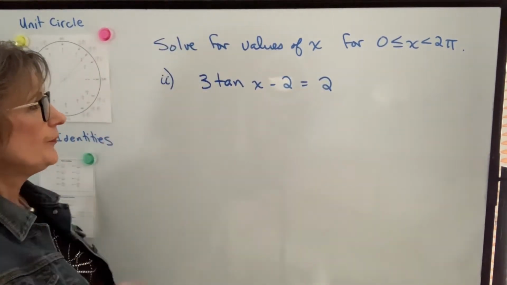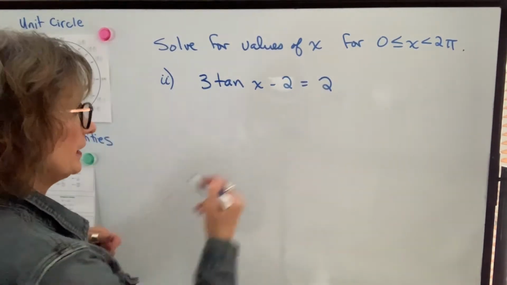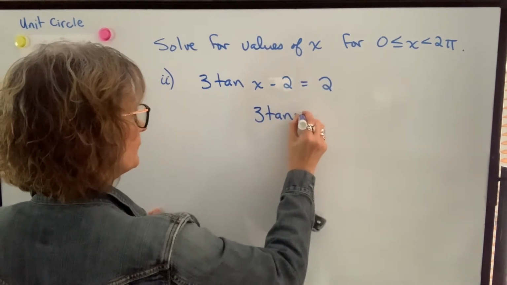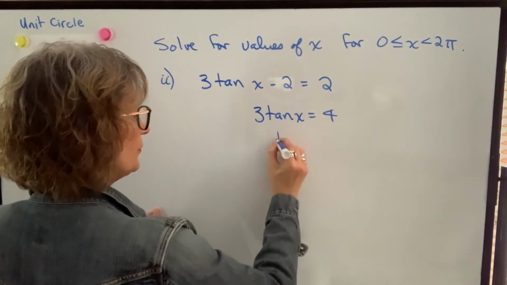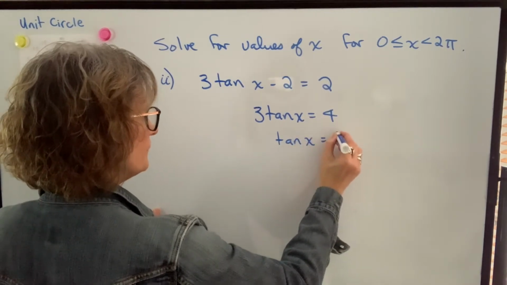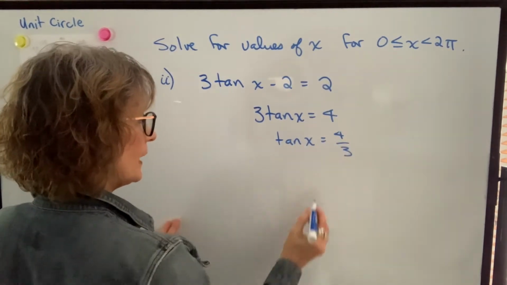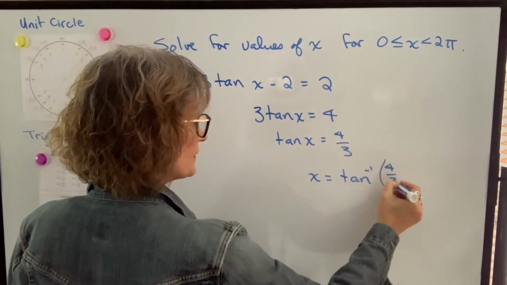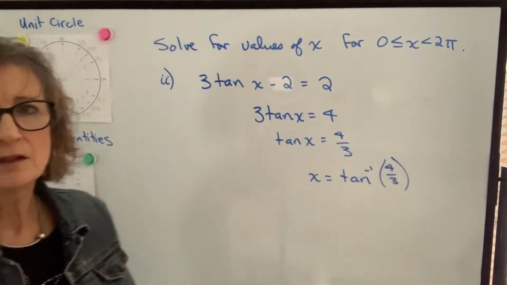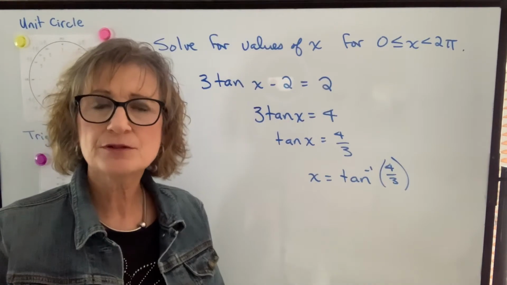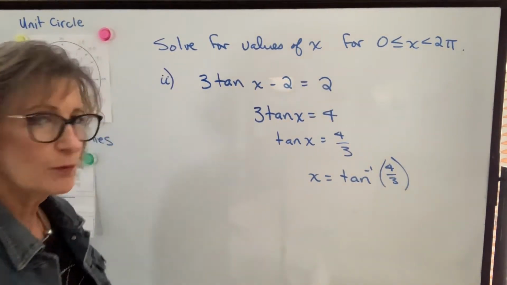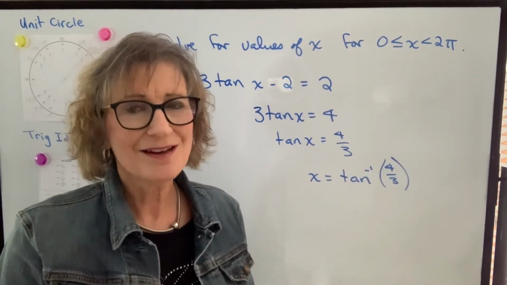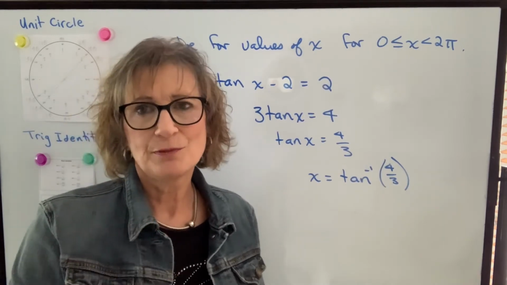In this next example, let's isolate tan x by, first of all, isolating the term, adding 2 to both sides. Then dividing by 3. And then we can solve for x by going inverse tan of 4/3. 4/3 is not the tangent function of any of the special angles, so we are going to use our calculator. And we want our answer in radians. We want x to be between 0 and 2 pi, so that tells us that we want 2 answers and we want them in radians.